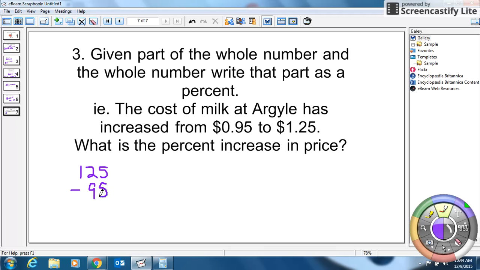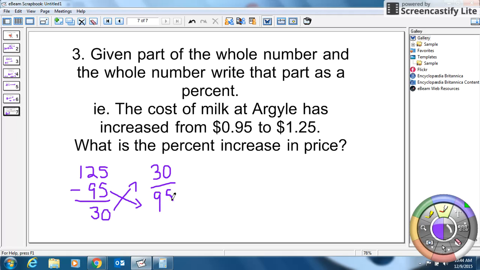So what is the increase there? I know that the cost of milk has gone up 30 pennies. Right, so it went up 30 cents. Now that I know the increase, what I've got to do is find the percent increase. So I write the increase as a fraction of the original price. So my number here, the change in cost, in this case was 30. I'm going to put that as the cost increase on top. So 30. I'm going to divide that by my original price. In this case, the 95 comes down here.